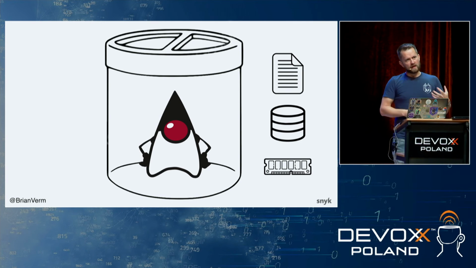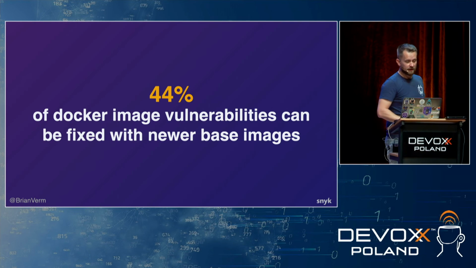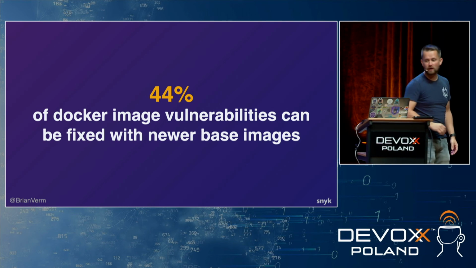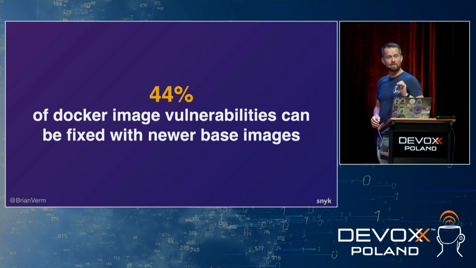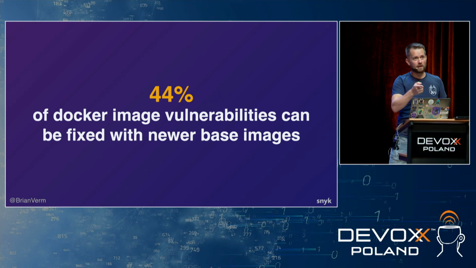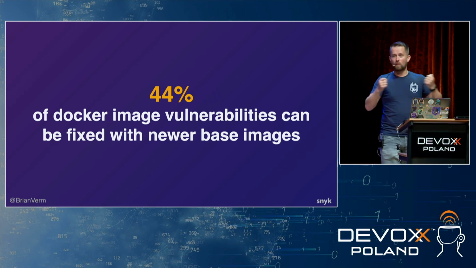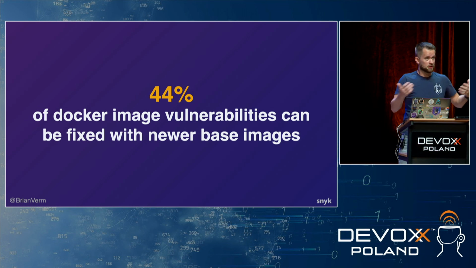Because if something goes wrong and you find out that you need a newer base image, well, we found out that 44% of Docker image vulnerabilities can be fixed by just using a newer base image, just like I showed you with the example before. So you want to be able to do that right away when you see it, maybe even automate it to some extent.